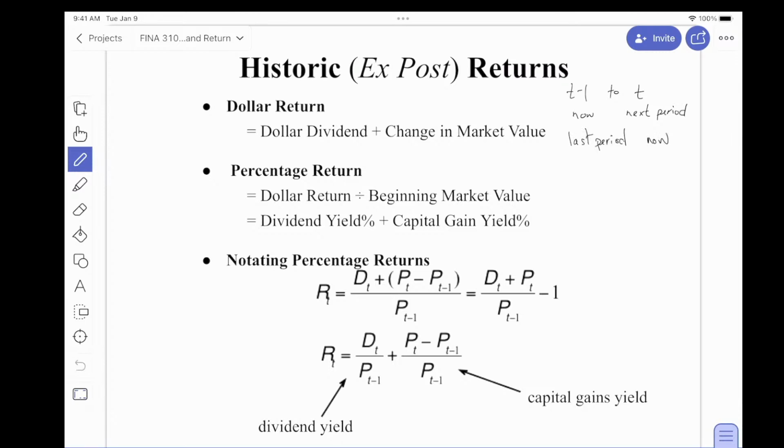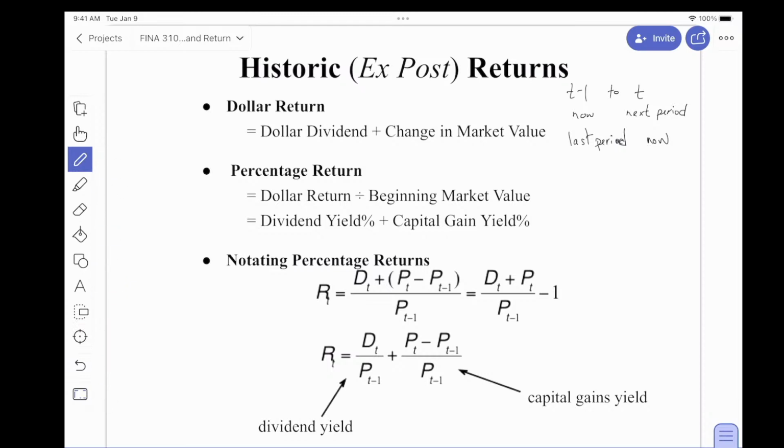You could say this T is now, and T-1 is last period. The point is that there's a distance of one period, whatever that is. As I mentioned, it could be a year, a day, or instantaneous, just as some examples. So how do we look at that in terms of a percentage return? That's how the data was presented to you, as a percentage return. Well, we should take the dollar return, which is all of this, and divide it by the beginning market value to figure out the percentage return.